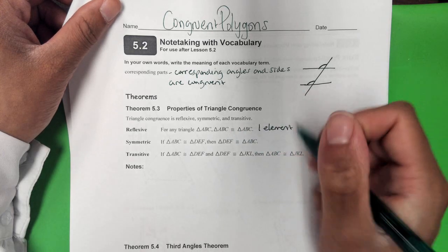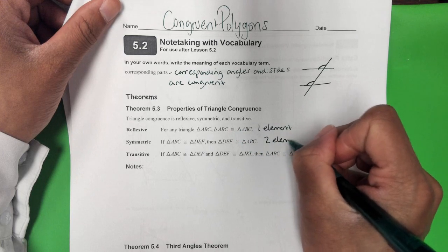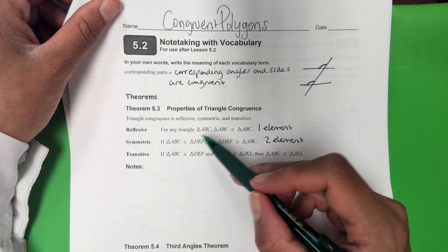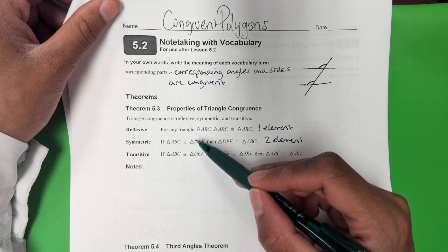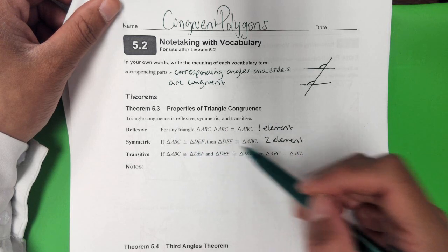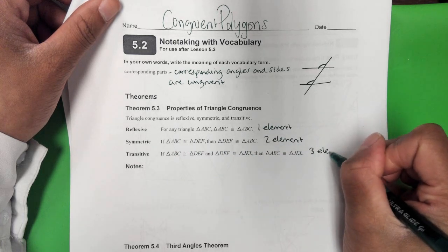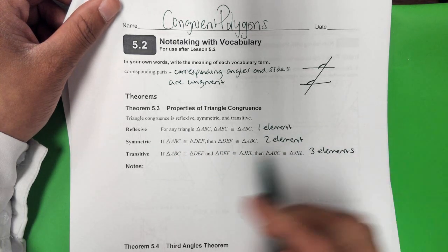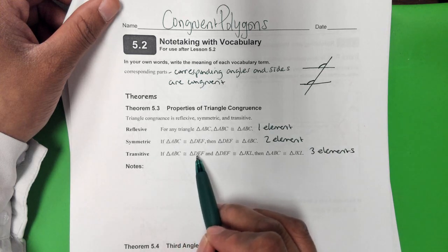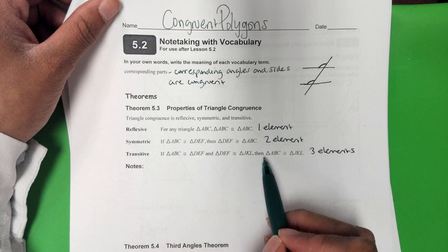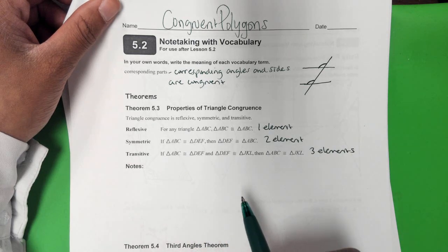Symmetric is where I have two elements. Okay? So if I have this triangle congruent to that one, then this triangle is also congruent to the other. And then for transitive, this is where I have three elements. So I have one triangle congruent to the other, but this same triangle is congruent to a different one. That means our first and our third are definitely congruent to each other as well.